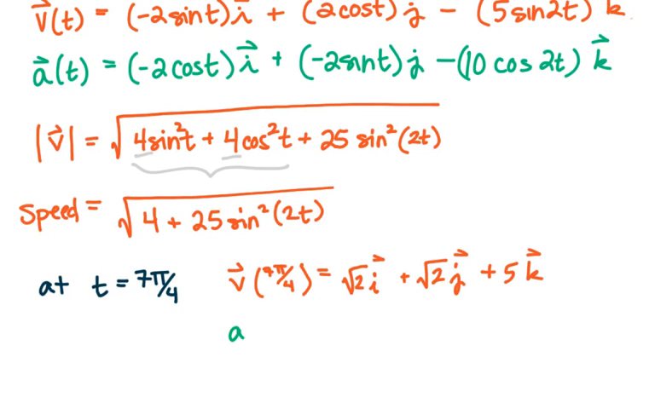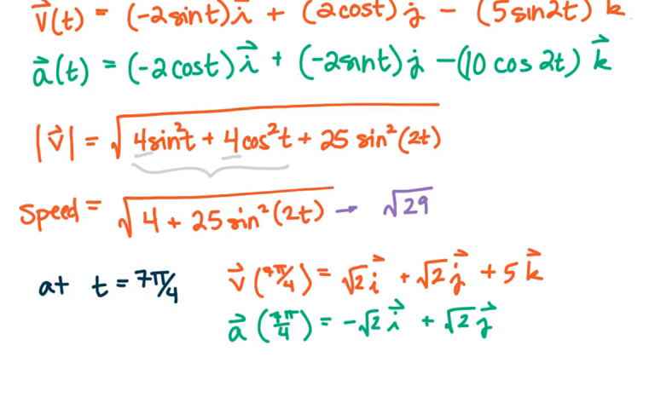My acceleration at 7 pi over 4, similar argument, I end up with negative root 2i plus positive root 2j, and cosine at 7 pi over 4 plugged in here, that would be down at 270 degrees. We get 0, so that term goes away, and we do not have a k term. And then my speed at 7 pi over 4, if I plug 7 pi over 4 in here and evaluate this, I get root 29.